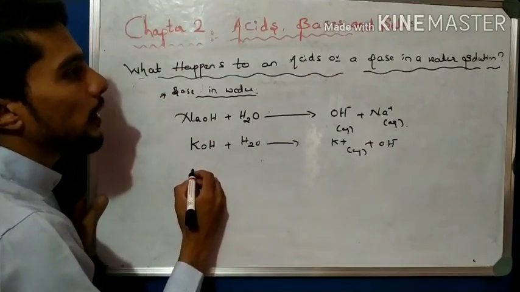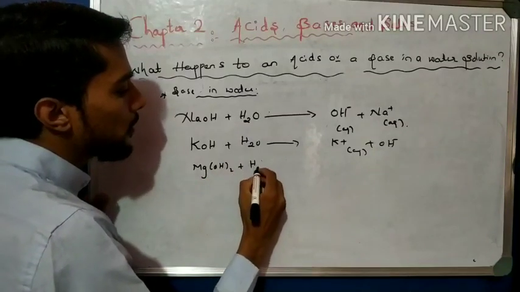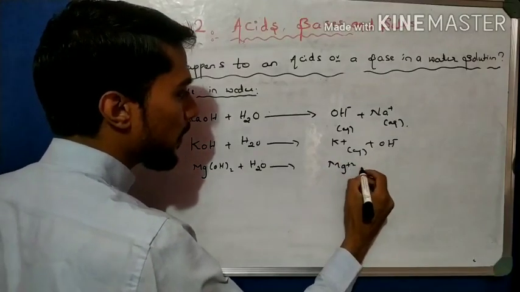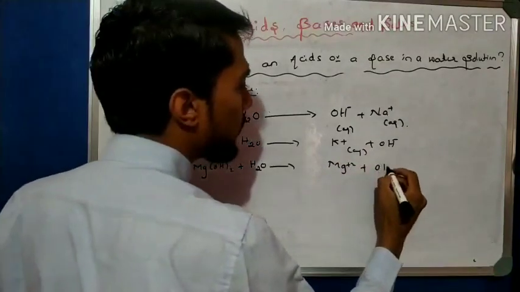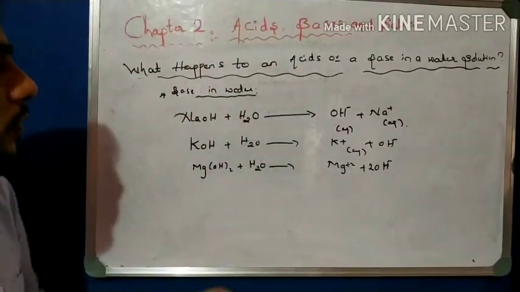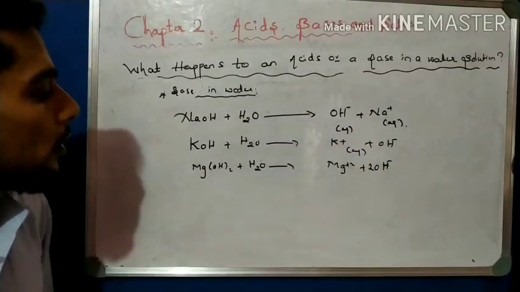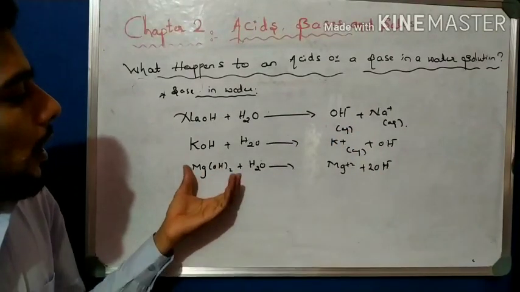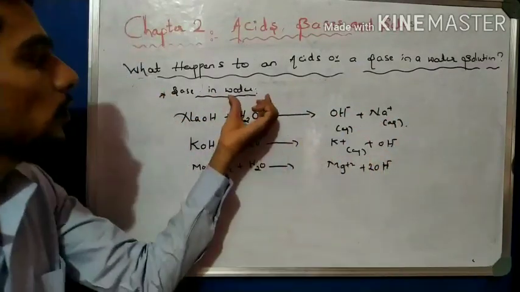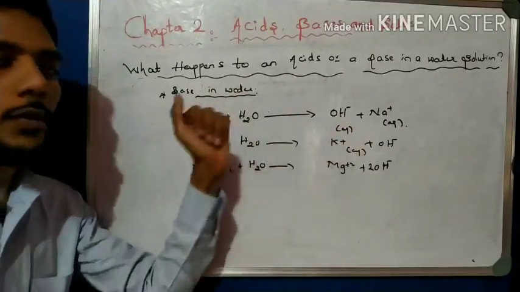Take another example, magnesium hydroxide plus water. We get Mg plus 2, and they form OH minus 2 to balance here. Because of OH2 here, that is why I balance here 2. So these are the formation of OH minus ions only in the presence of a water molecule. So this is the reaction of acid with water and base with water.